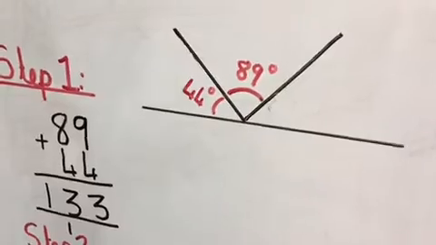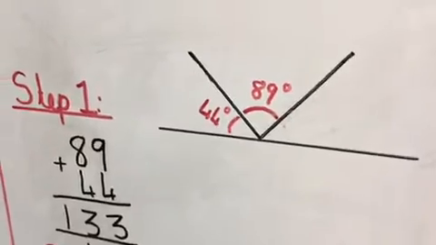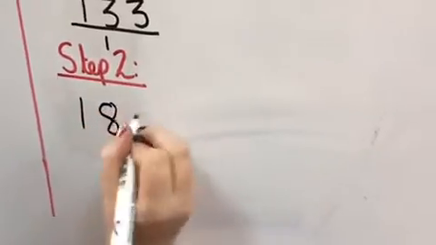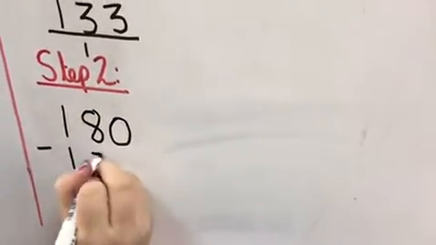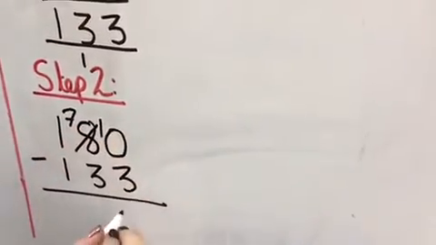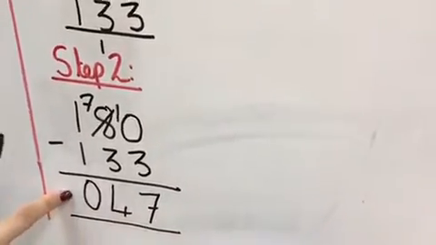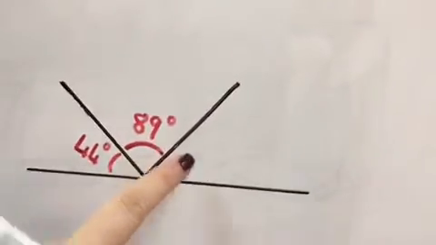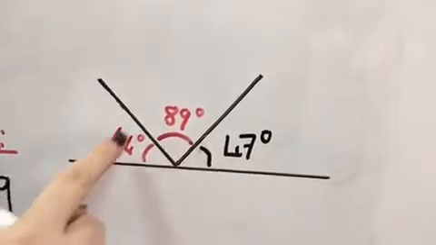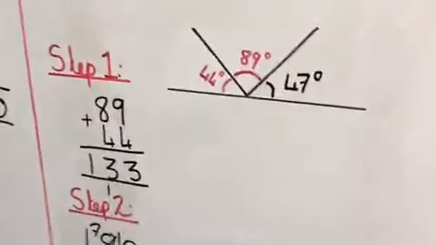However, we are not done. That is just the answer to these angles added together. We now need to take that away, minus it from 180. So step 2. Minus the 133. We're showing you that we're using column method because obviously place value is important in Year 6. So the missing answer is 47 degrees. So that means that 47 degrees plus 89 degrees plus 44 degrees equals 180. If you wanted to double check that, you can add them all together to check that you get 180. So as you can see, that is a two-step problem.